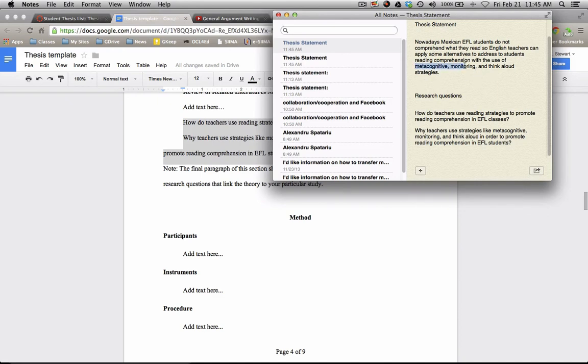So I would mention these three. Since these are the three main sections of your literature review, you might ask, how do teachers use metacognitive and monitoring strategies, let's see, what do teachers? So how do teachers use metacognitive, monitoring, and think aloud strategies to promote reading comprehension?